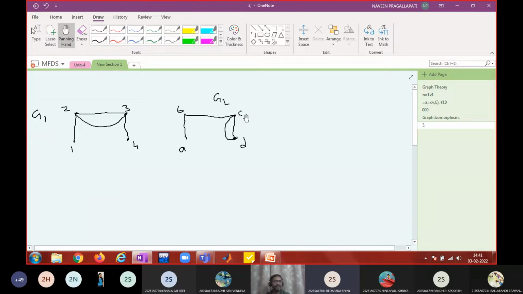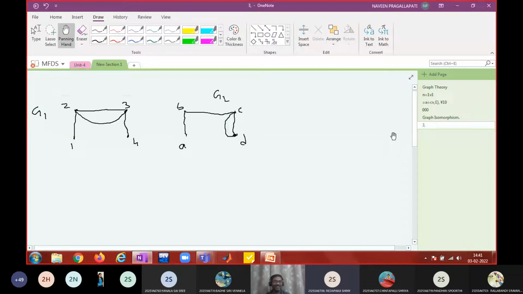Please see. You try to map and see. Sir, can't we directly say isomorphism doesn't exist by saying that here one node has two edges, B has two edges, D has two edges, and C has three edges, A has one. So 1, 2, 2, 3. And here write down the degree sequence.